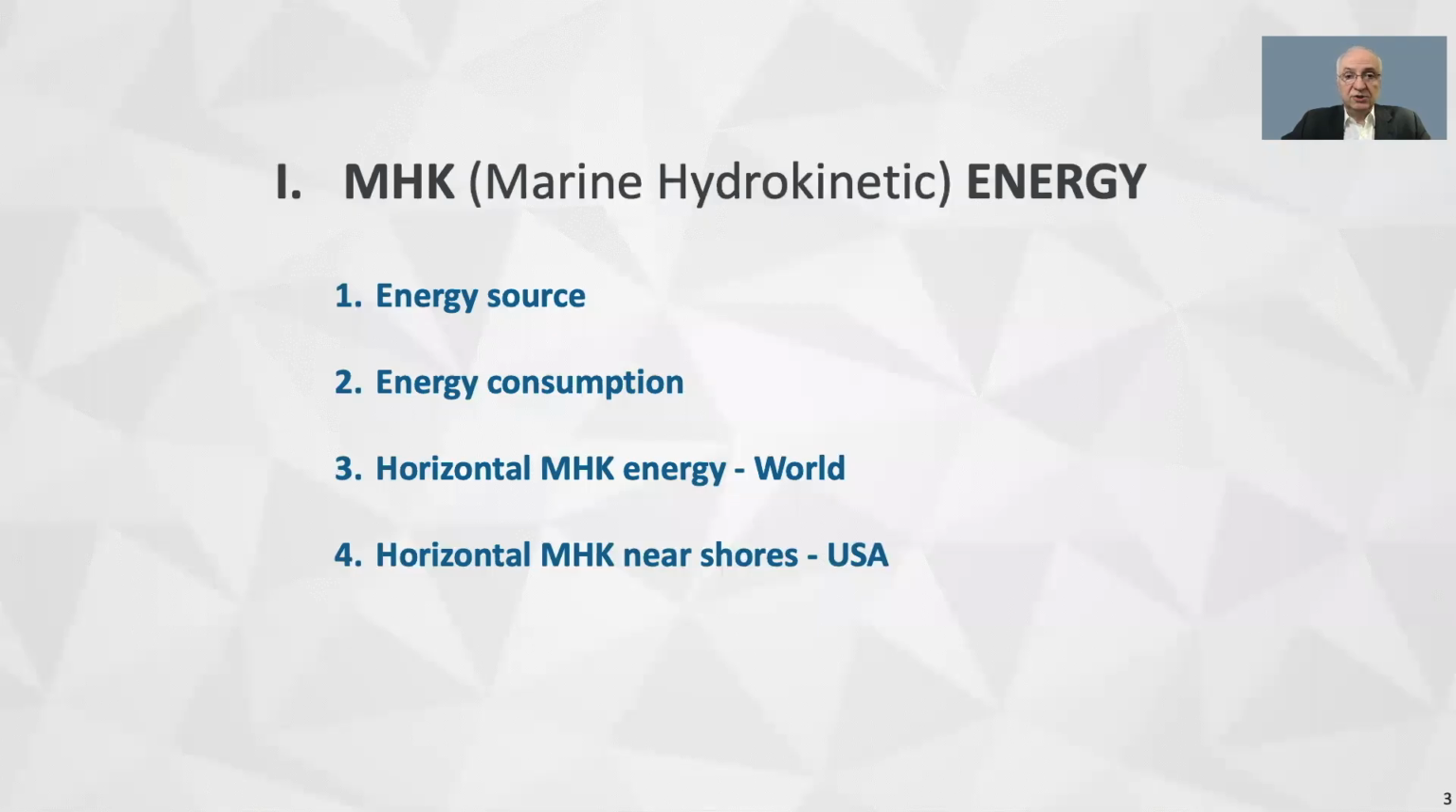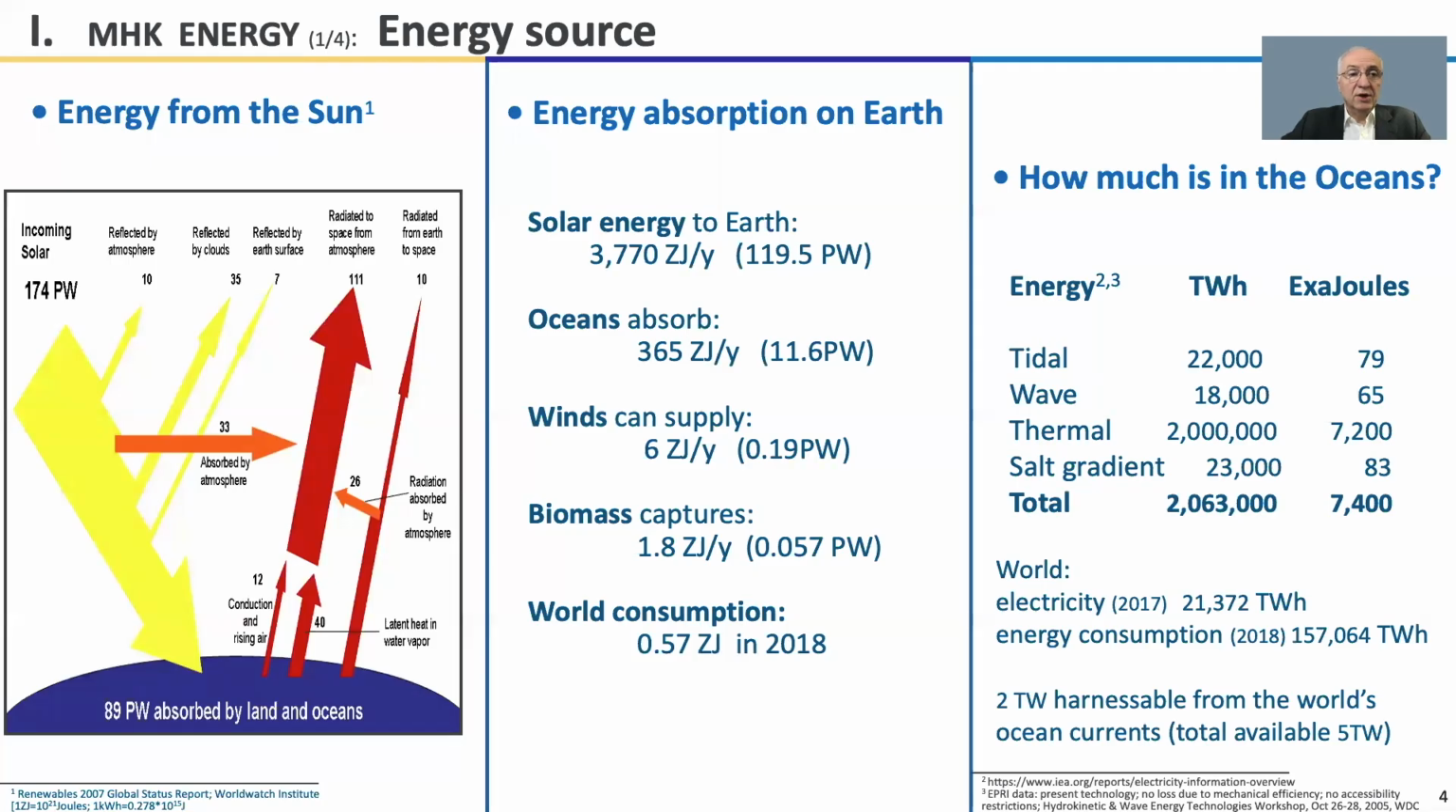Marine hydrokinetic energy. We get our energy from the sun. The vast majority of it gets either absorbed or reflected. The amount that stays in the oceans, wind, and biomass is only about 10% of the solar energy that reaches Earth. But as you can see, the vast majority of it is absorbed by the ocean. There is a 3% that is being absorbed by wind and is captured by biomass. And even these amounts are much bigger than the world energy consumption.